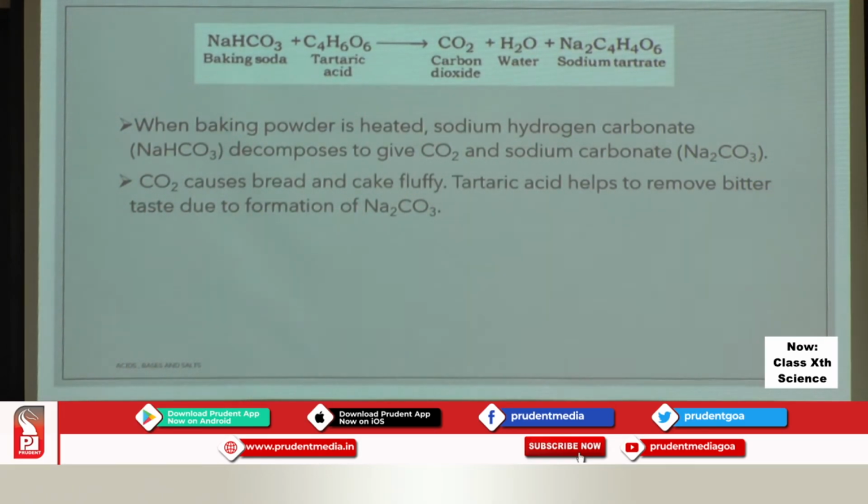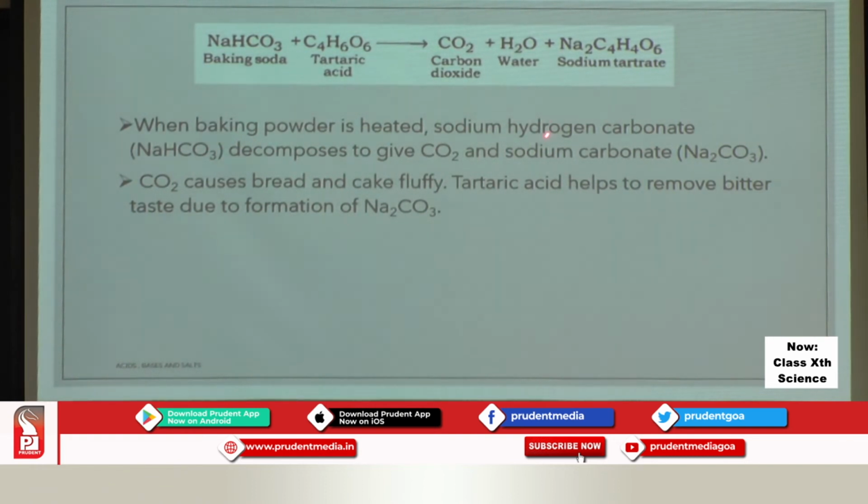So what is the basic difference between baking soda and baking powder? Baking soda is sodium hydrogen carbonate, or sodium bicarbonate, whereas baking powder is sodium hydrogen carbonate mixed with a mild acid. Okay, now why does the mild acid need to be mixed? Otherwise the food will taste bitter.